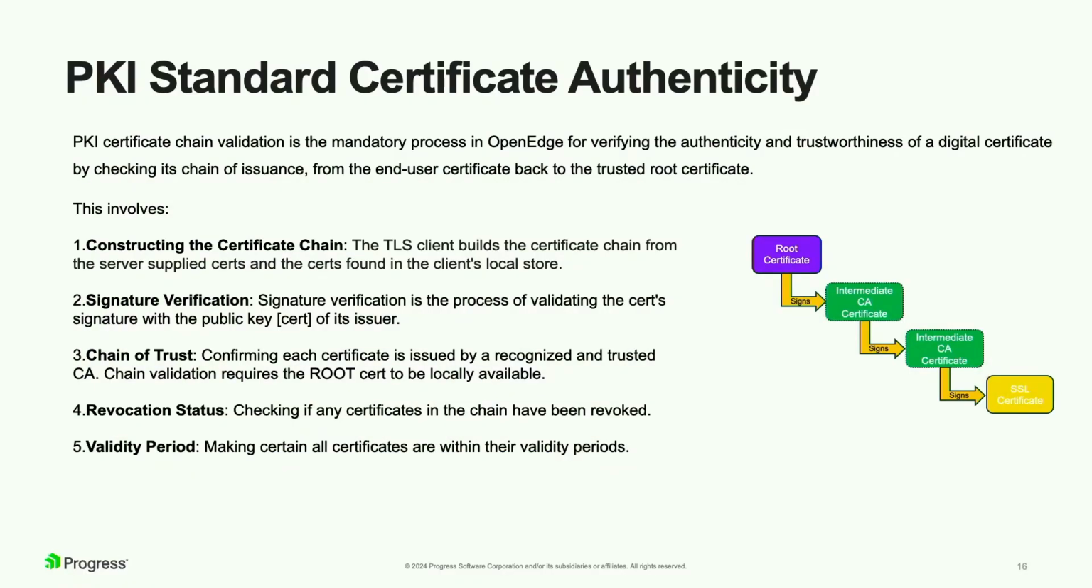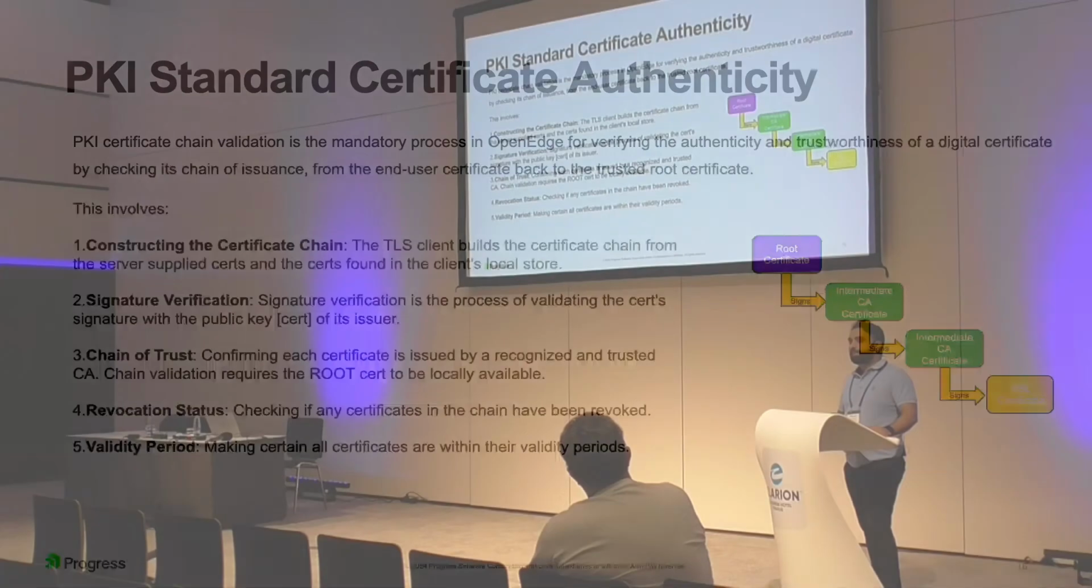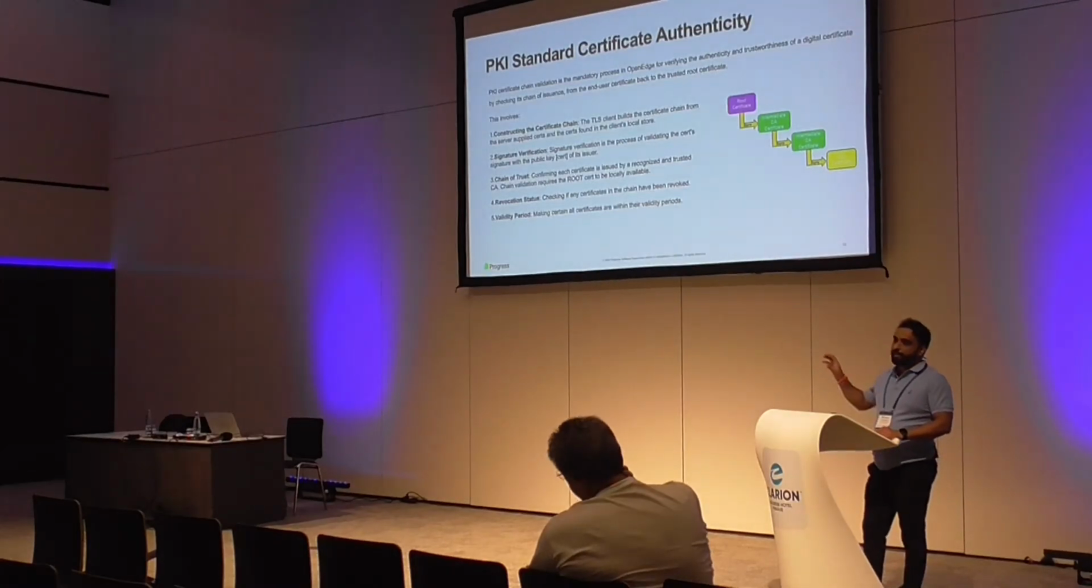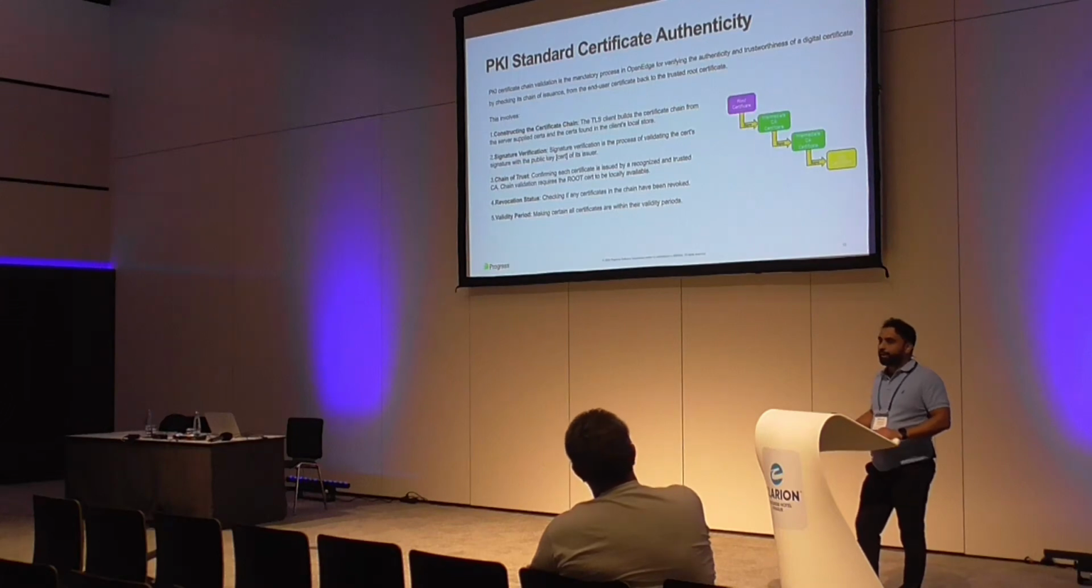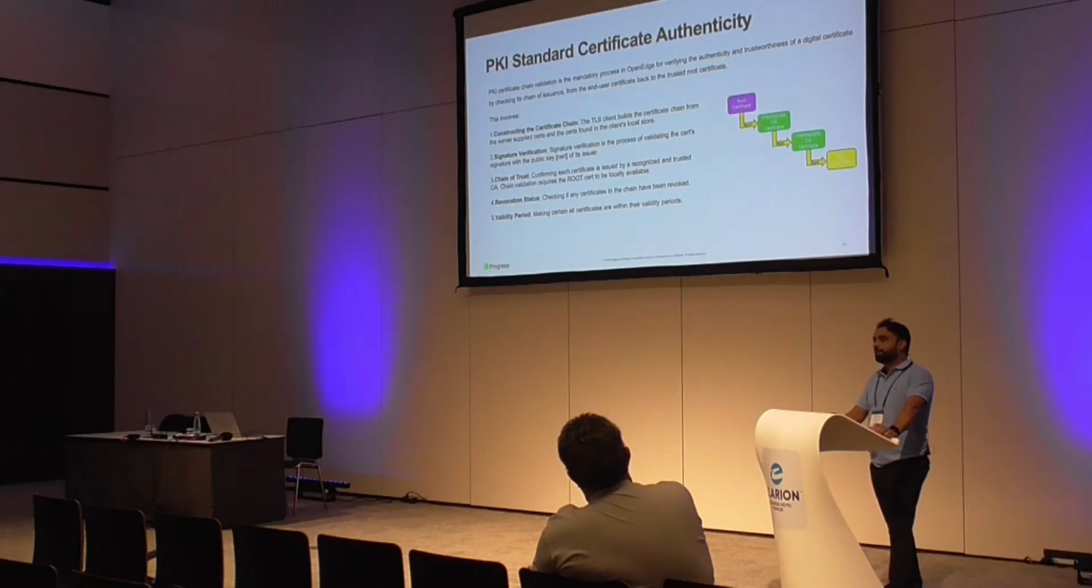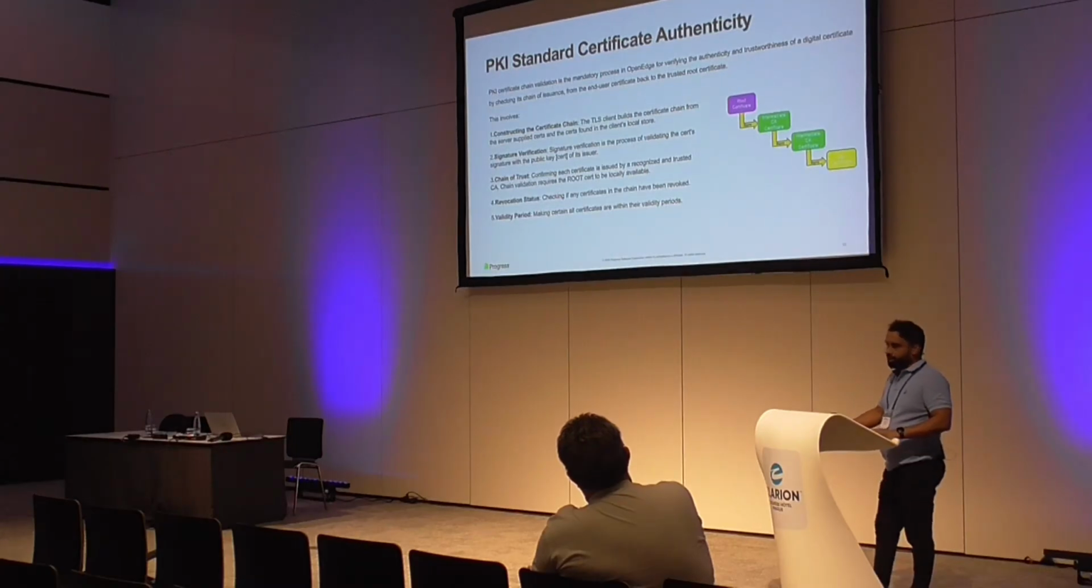So the first one is PKI cert chain validation. In this validation, the client will check the authenticity of the server certificate. The usual process is that the server will send its certificate, which is signed by the private key of the third-party CA root certificate. When that certificate comes to the client, it will use the public key of the CA root certificate and then authenticate the certificate. So that's the usual process for checking the authenticity of the server certificate.